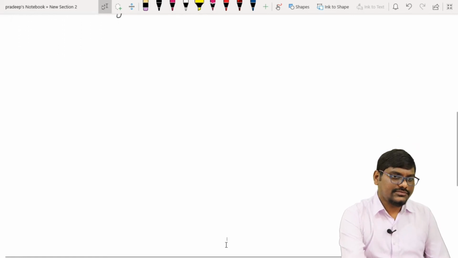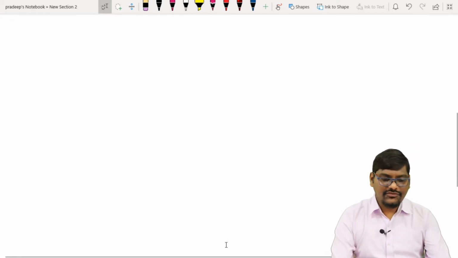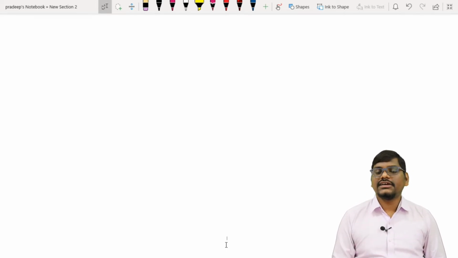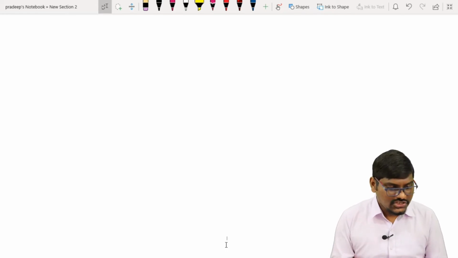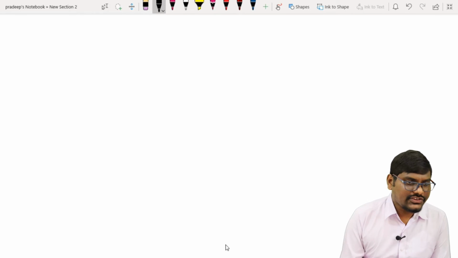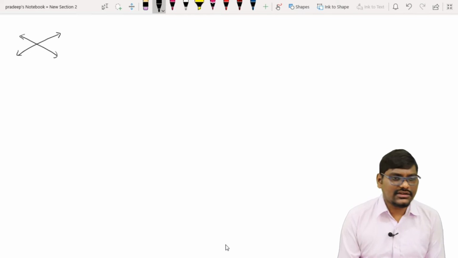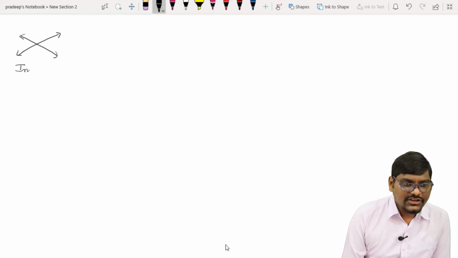So now in the pair of linear equations in two variables, there are three things. One is parallel lines, another is intersecting lines, and another is coincident lines. Let's see what these lines are. You might have already heard: intersecting means if this is one line, it is intersected by another line. One line passing through the other is called intersecting. So these are intersecting lines.